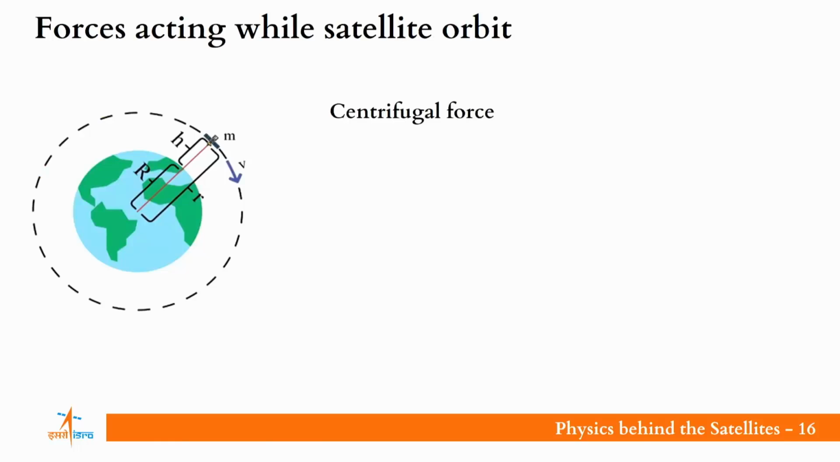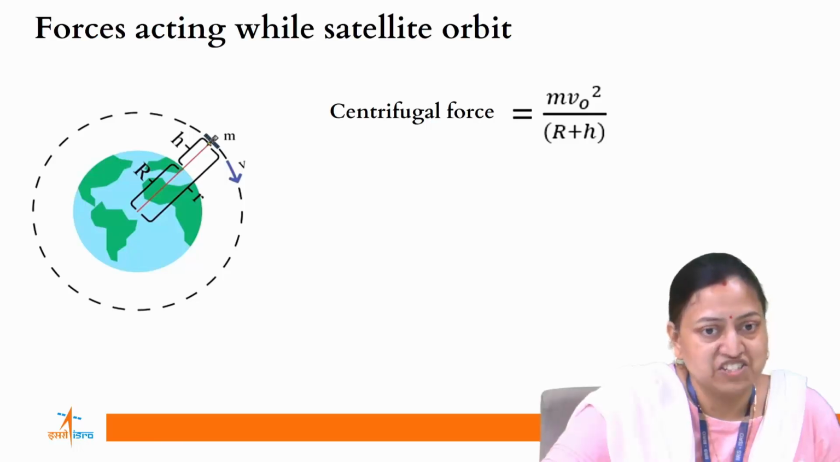A revolving object like a stone attached to a swinging string or a satellite orbiting Earth experiences centripetal force pulling it toward the center. In the case of the stone, it is the string's tension. For the satellite, it is the virtual string of gravitational force. An equal and opposite force acts on the satellite, pushing it away from the Earth. This force is known as centrifugal force. Mathematically, it is expressed as mv0² / (R + h).